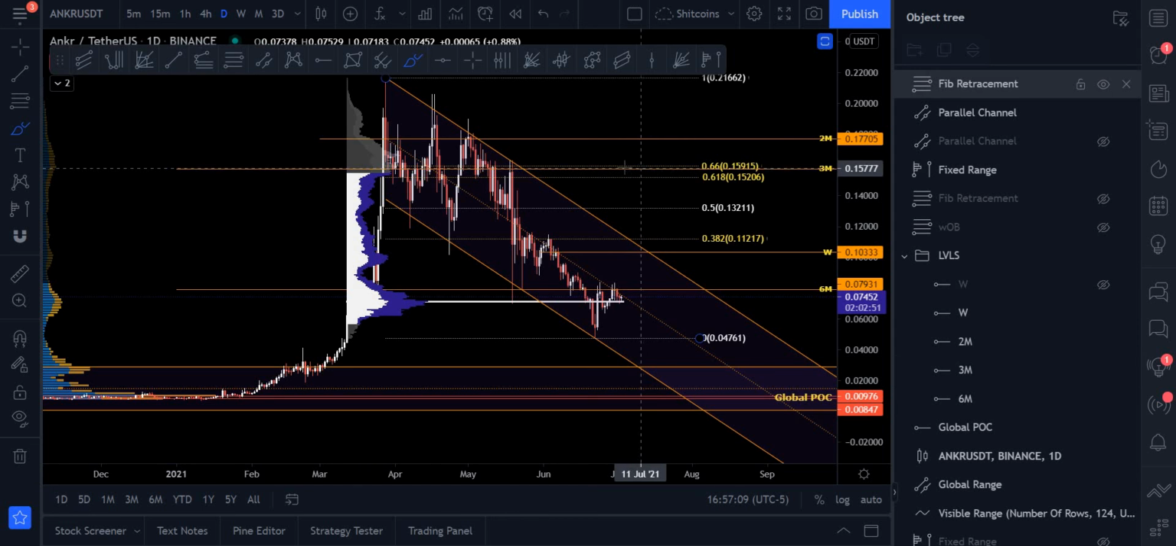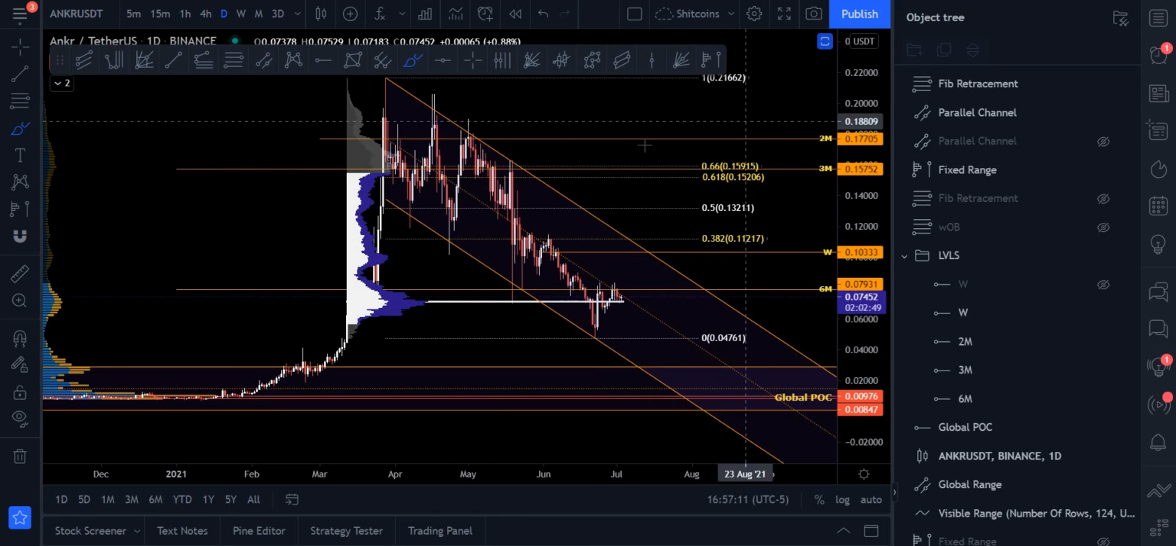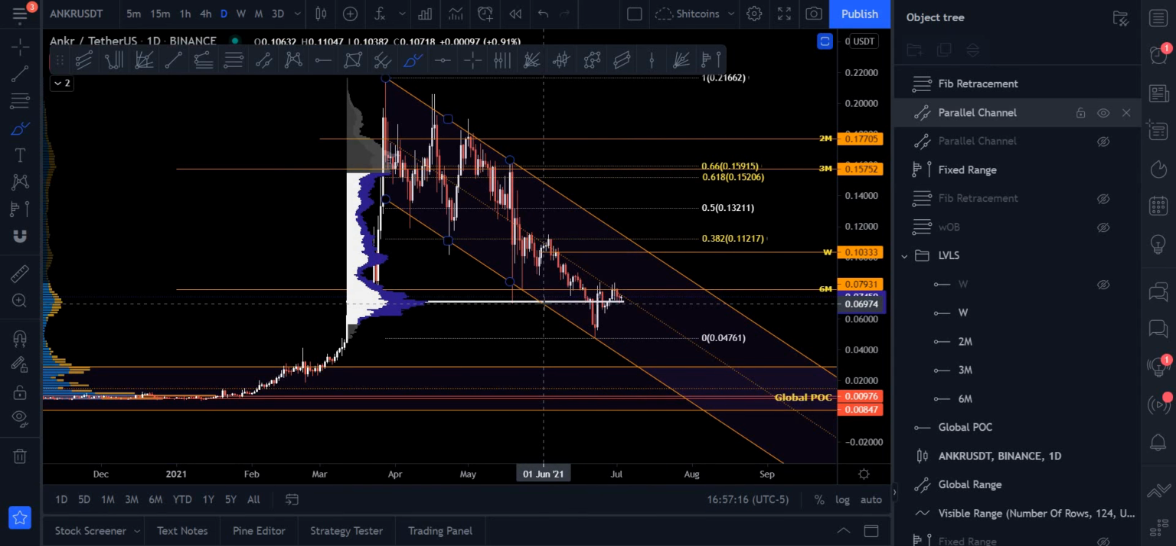And then from here, this is going to be really key: getting above this and continuing on, or staying in the range and falling down and trying to form a higher low or a lower low.